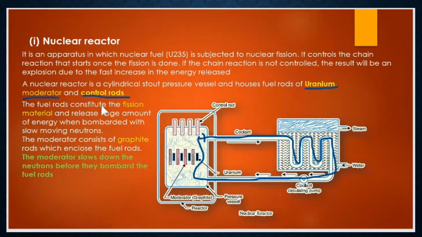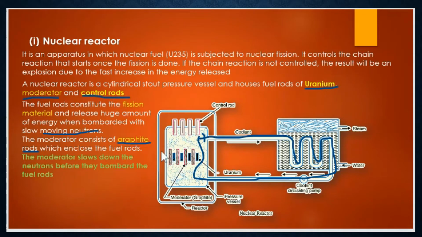The fuel rods consist of the fission material and release a huge amount of energy when bombarded with moving neutrons. So this blue color is uranium. These blue color rods are called uranium. And a moderator is kept beside the uranium, which is called graphite, graphite rods. Graphite rods are kept beside the uranium, which encloses the fuel rods. The moderator slows down the neutrons before they bombard the fuel rods.